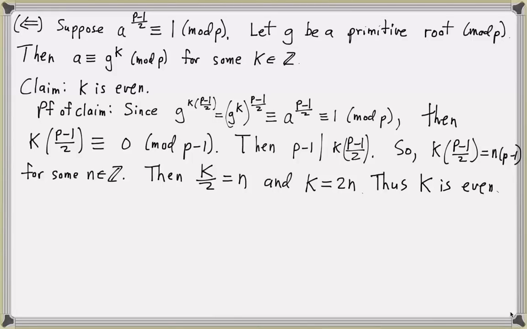Okay, so I've shown that if a is congruent to g to the k mod p, where g is a primitive root, then k must be even. So I'm going to replace k with 2n. So that finishes the proof of the claim. Now let's go back and finish our other proof.